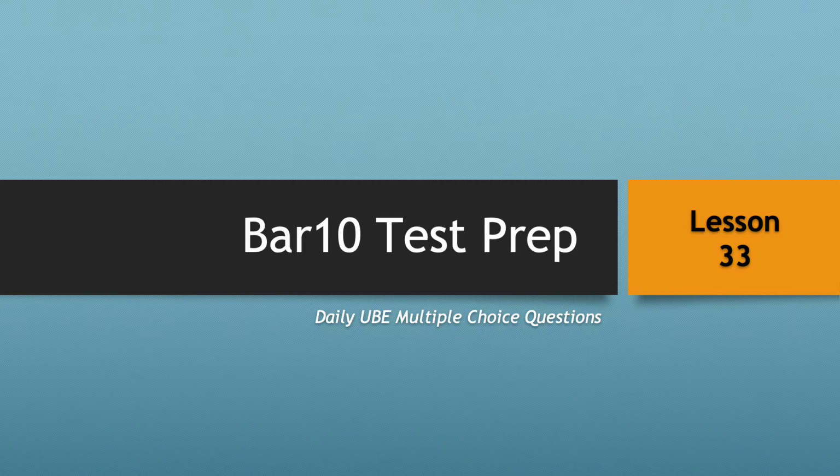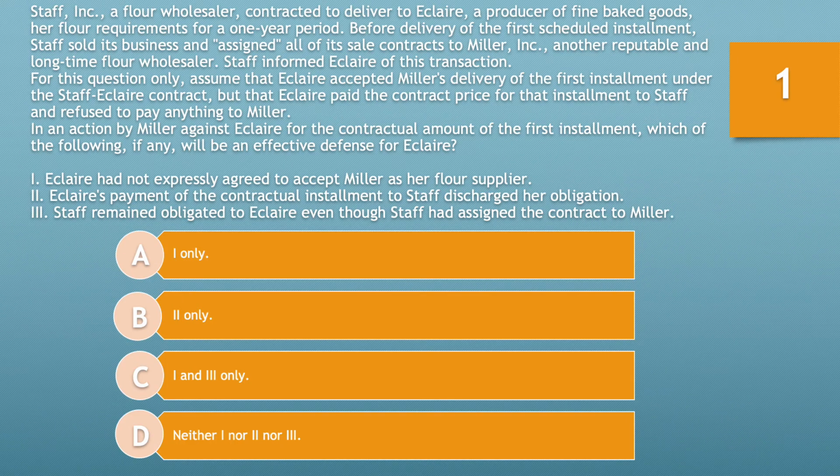Let's get going with question number one. Question number one. Staff Inc., a flour wholesaler, contracted to deliver to Eclair, a producer of fine baked goods, her flour requirements for a 1-year period. Before delivery of the first scheduled installment, Staff sold its business and assigned all of its sale contracts to Miller Inc., another reputable and long-time flour wholesaler. Staff informed Eclair of this transaction.